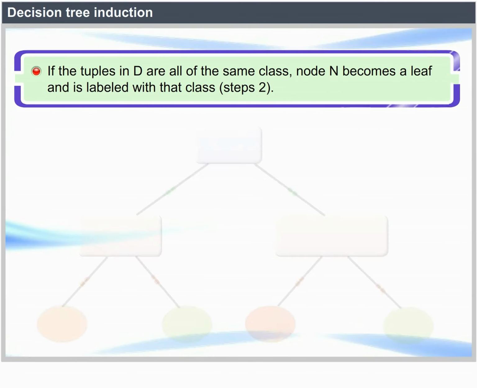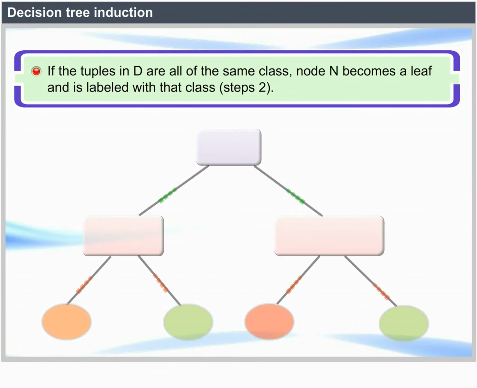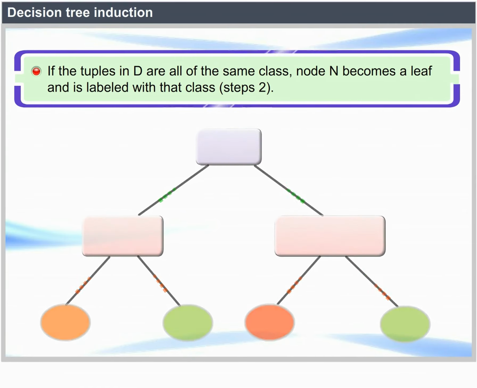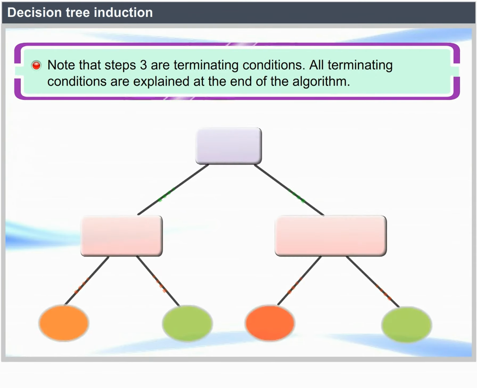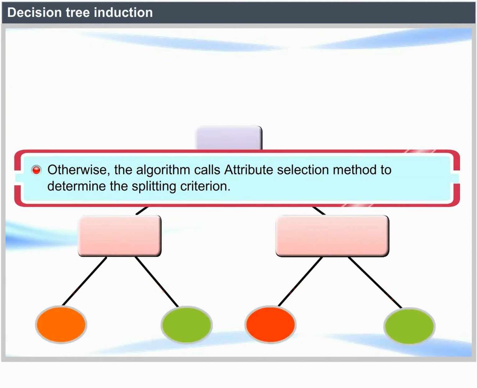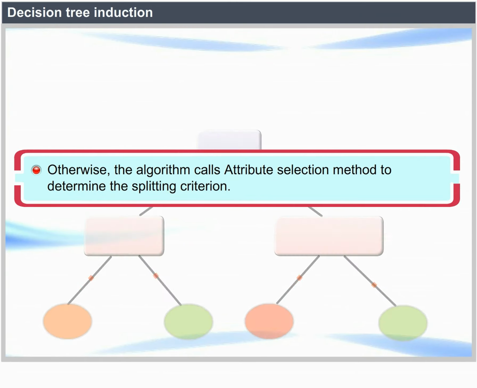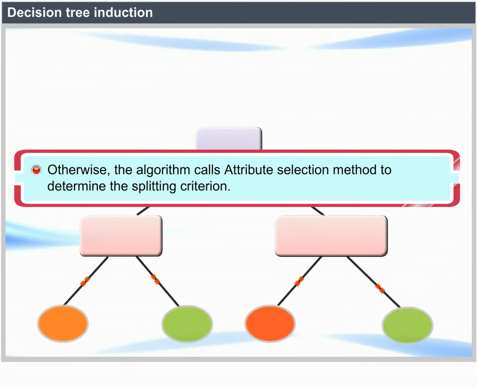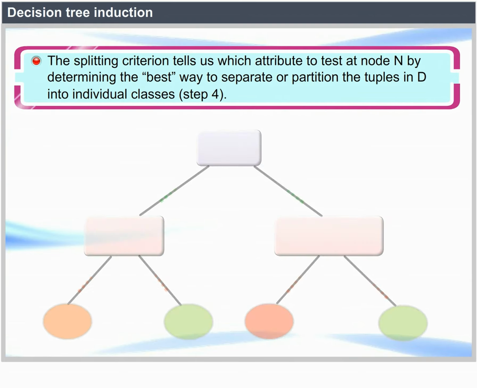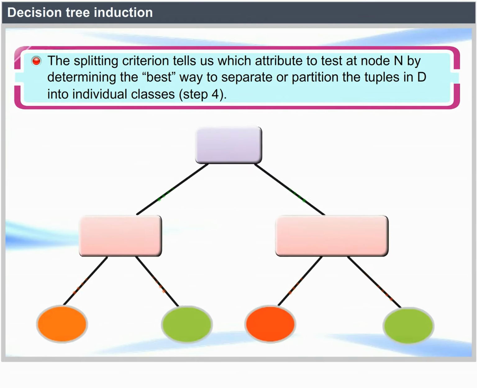If the tuples in D are all of the same class, then node n becomes a leaf and is labeled with that class. Steps 2 and 3. Note that steps 4 and 5 are terminating conditions. All terminating conditions are explained at the end of the algorithm. Otherwise, the algorithm calls attribute selection method to determine the splitting criterion. The splitting criterion tells us which attribute to test at node n by determining the best way to separate or partition the tuples in D into individual classes.